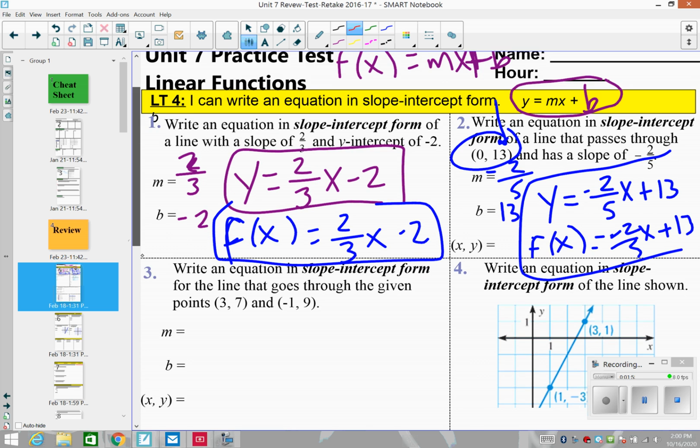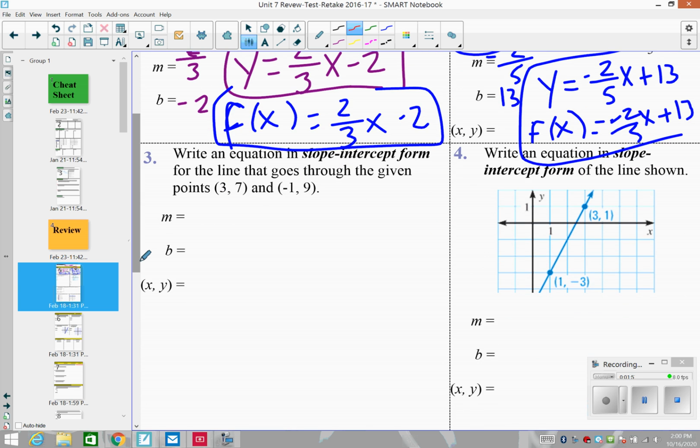All right. Number 3, write an equation in slope-intercept form for the line that goes through the given points. All right. So find the slope. I'm going to stack those into a table. We're just doing y2 minus y1 divided by x2 minus x1. Sometimes I like to organize into a table. You pick your method. Whatever you prefer is cool with me.